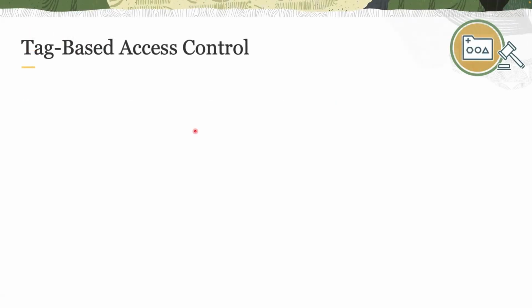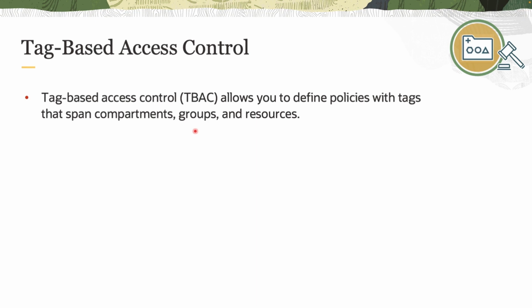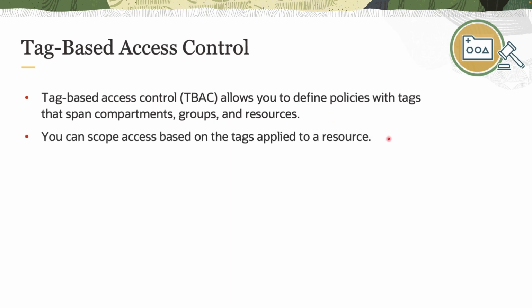So that is what we call tag-based access control, which provides you with the option to write policies with tags that span compartments, groups, and resources. You can scope access based on the tags which are applied to multiple groups through a single policy statement. And you can also provide access and revoke access for groups by applying or removing tags without changing the original policy. But now the question is, how does it work?